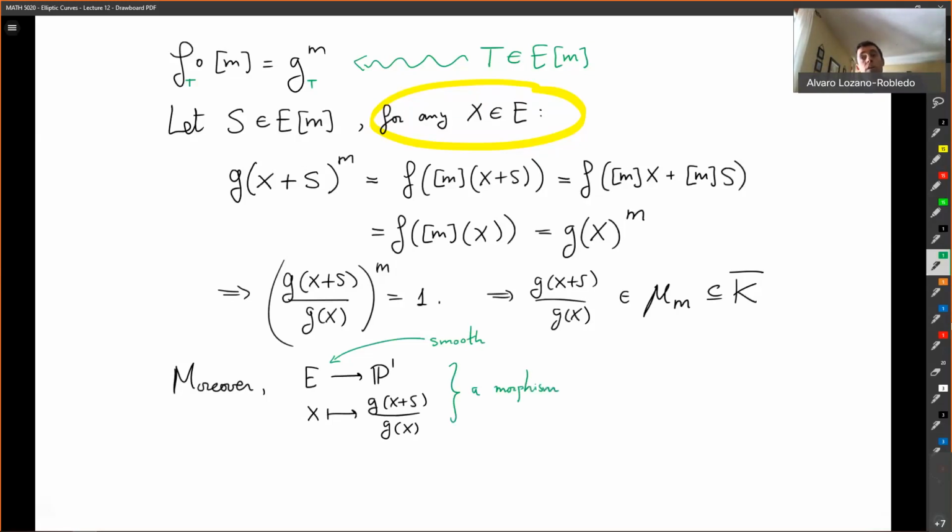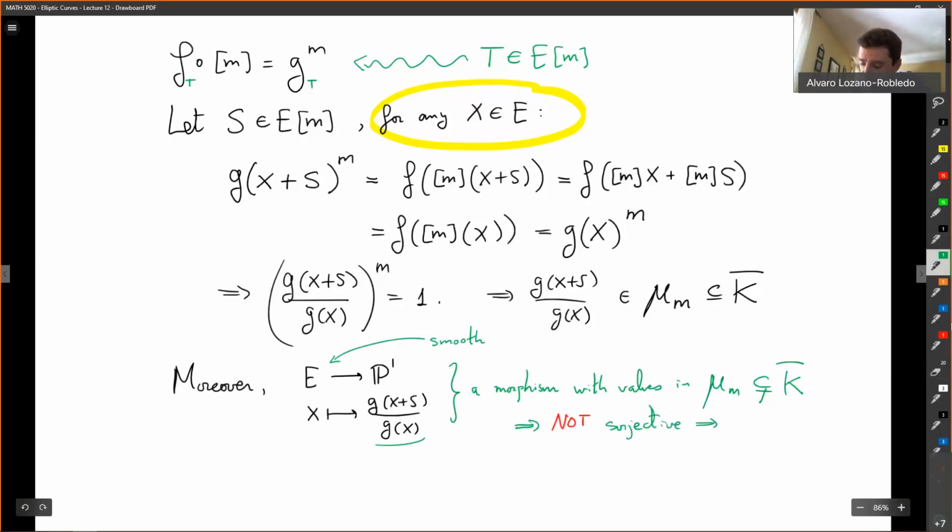And remember that morphisms are either constant or surjective. But this is a morphism, and we proved this is a root of unity with values in mu m, which certainly is not all of k bar. At least if the characteristic is 0, the algebraic closure is infinite. So the mth roots of unity are not all of it. So it cannot be surjective. Therefore, it is constant. So it doesn't depend on x. So there you go. I've constructed a root of unity out of all this mess.